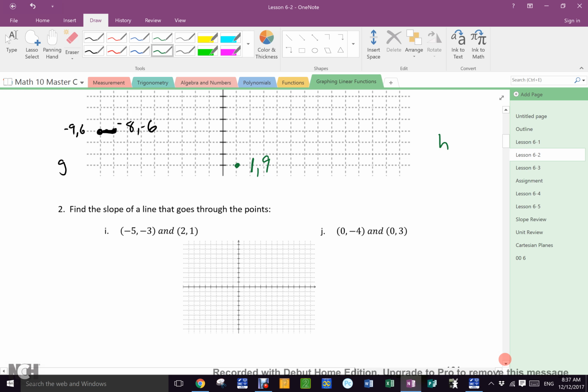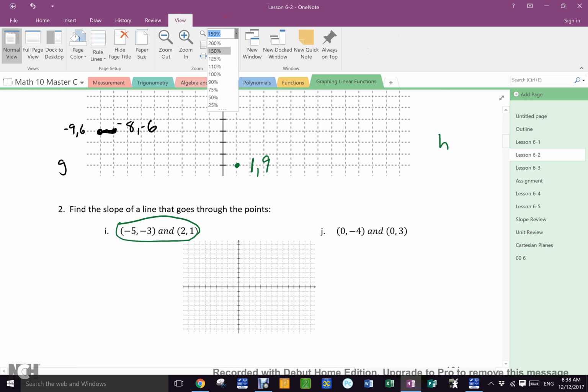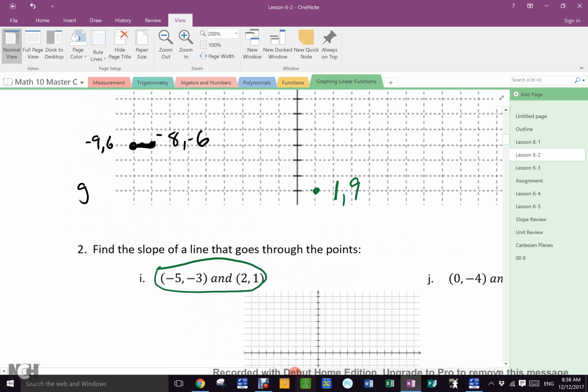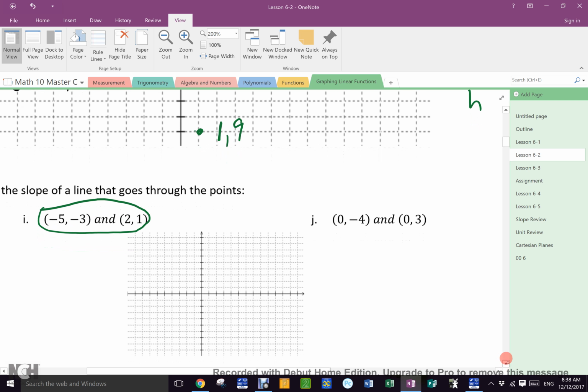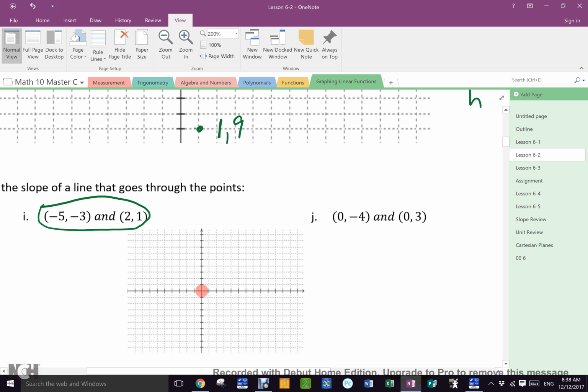Now, we're going to do something slightly different. Find the slope of a line that goes through these 2 points. I'm going to do this one in green, and I'm going to zoom in to make it easier for you guys to see. Where is this first point? How do I get to it? Go to the left. How far? 5. And then 1, 2, 3. And I make a dot.